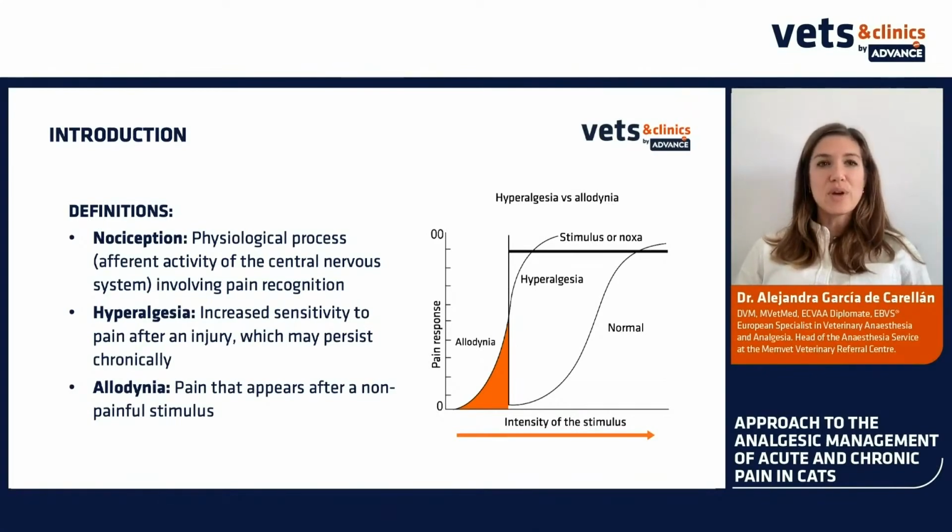And then we have other definitions of pain, like hyperalgesia and allodynia, which happen more in chronic pain states. Hyperalgesia basically is increased sensitivity to pain after an injury and normally persists chronically. And allodynia is pain that appears after a non-painful stimulus. For example, if you stroke your hand, it shouldn't be painful. However, if you have allodynia, this may be painful. So that's another pain state that we can find specifically in chronic pain states.